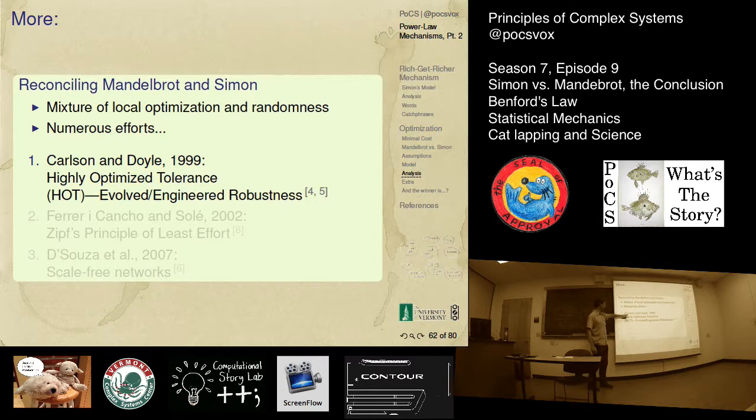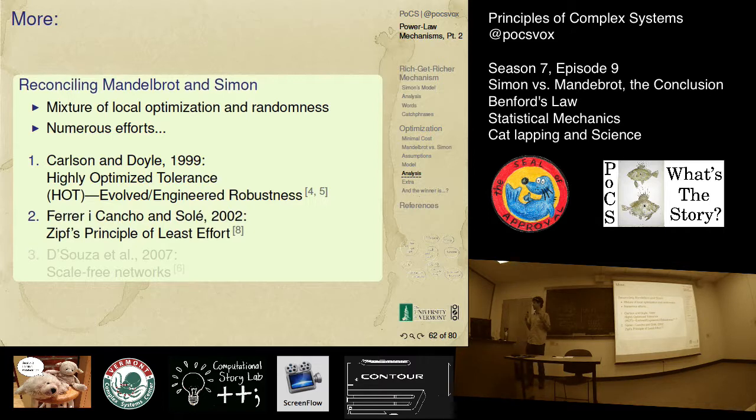So this is Jean Carlson, who's at Santa Barbara, and John Doyle at Caltech. Lots of other papers, there's just a couple. Soleil, a number of nice pieces. So this is Zipf's principle of least effort, fitting into the book. I mean, there are still debates in the last few years. This is just going on and on and on, right?